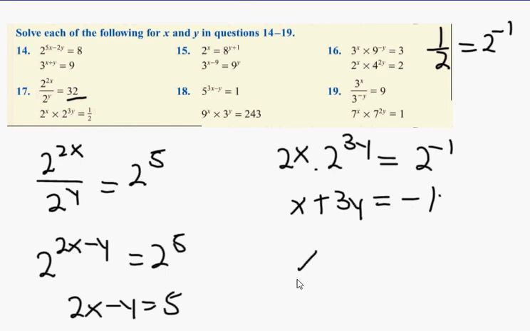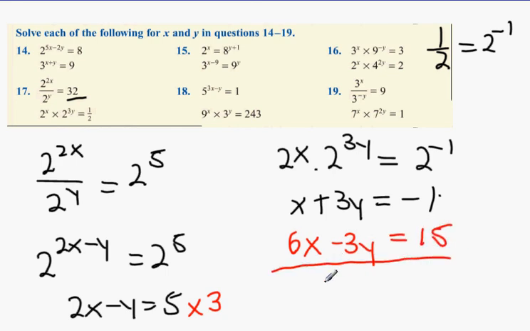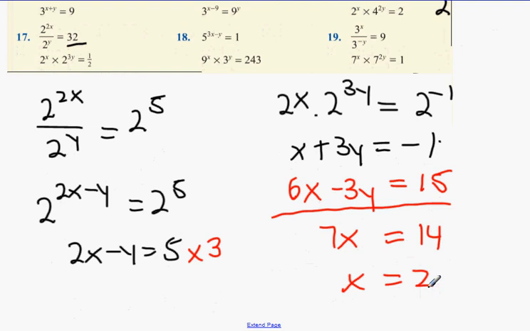What we've got to do is solve this out, and I'm going to multiply the bottom by 3, and what we get is 6x minus 3y equals 15. Add them together, we're going to get 7x equals 14, and then divide that, x equals 2.